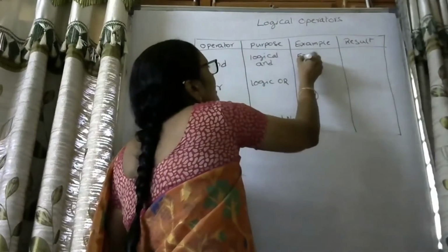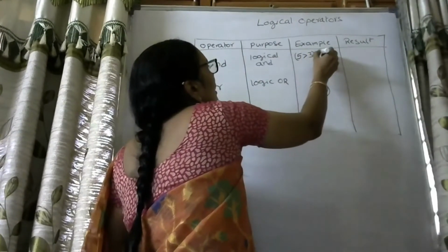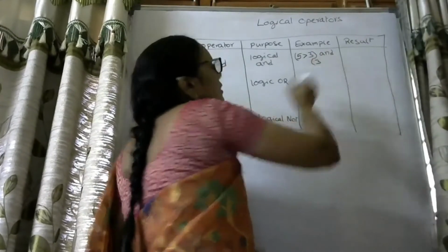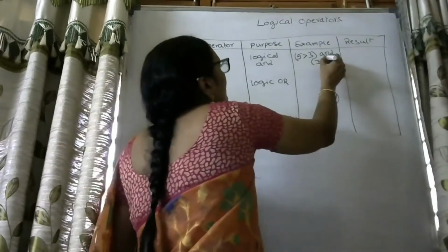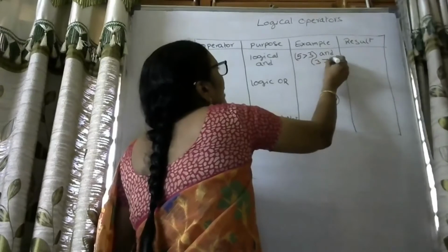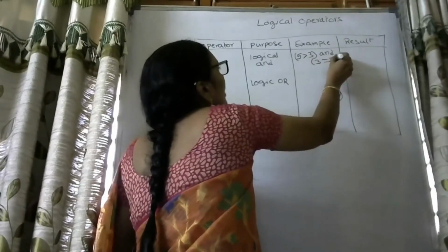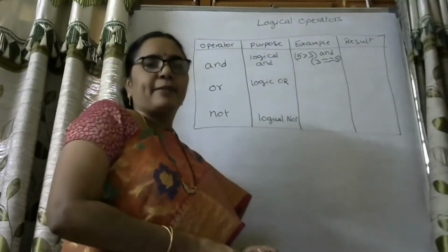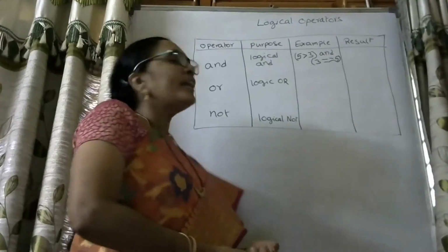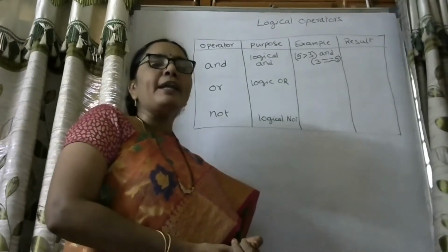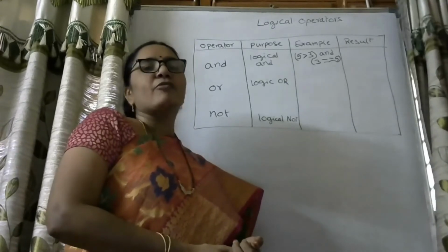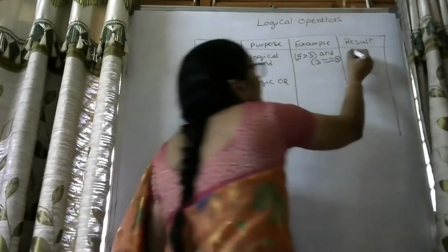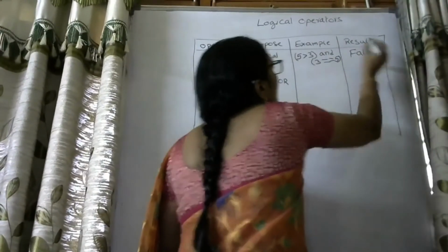So let me take a simple example. 5 is greater than 3 and 3 is equal to 5. Here 5 is greater than 3 is true, but 3 is equal to 5 is false. The AND operator gives a true result when both its operands are true. Here one of my operands is false, so the result is false.